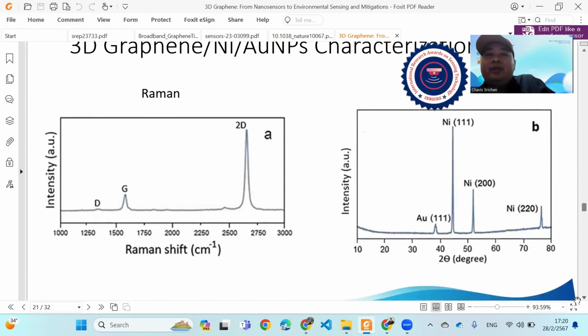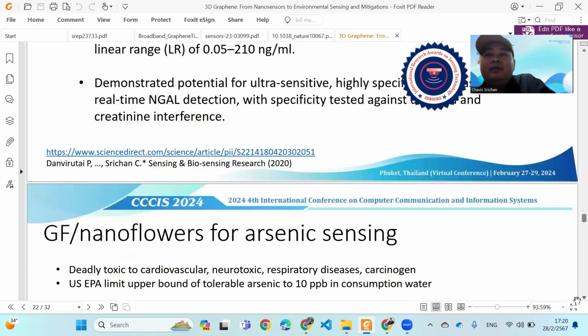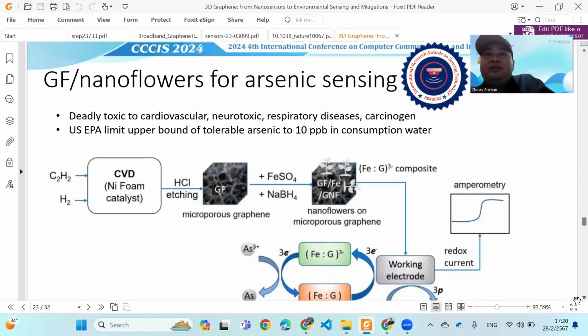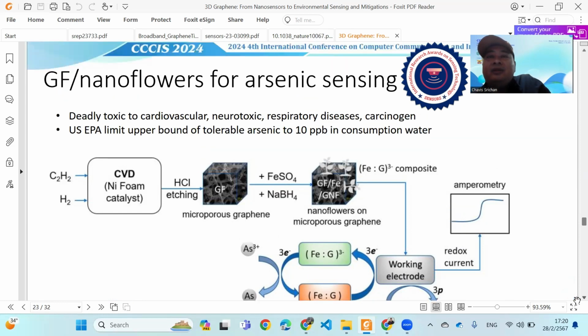So the next application will be to sense arsenic in water. We use the same structure, but for arsenic it is more simple because it's not a biomaterial. We will have the right redox potential for arsenic.